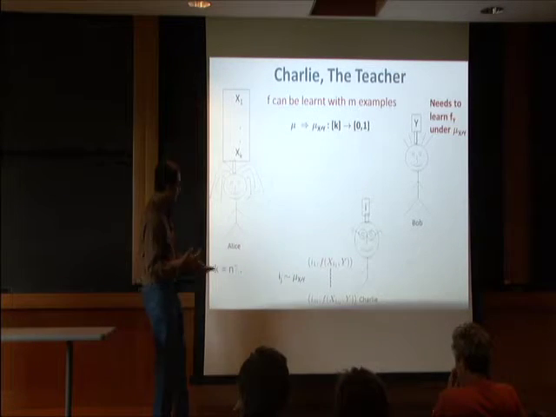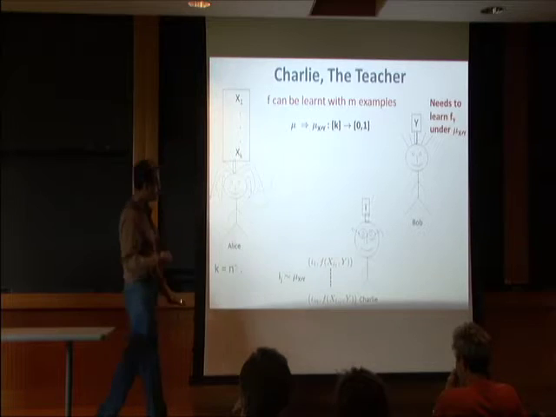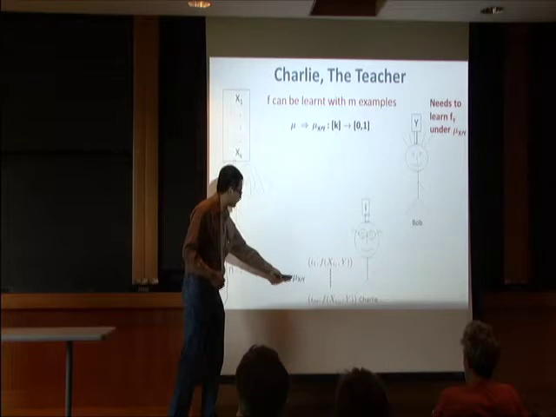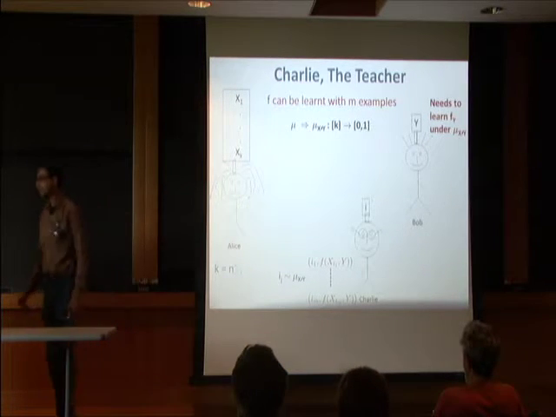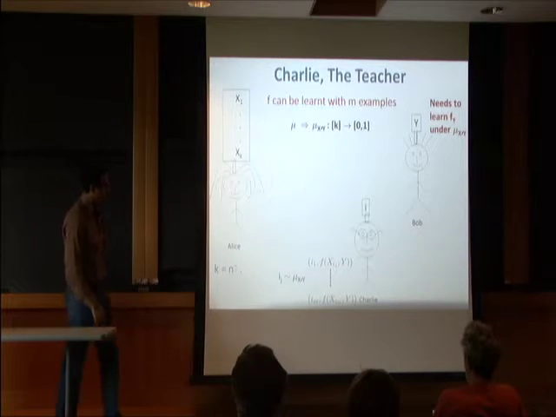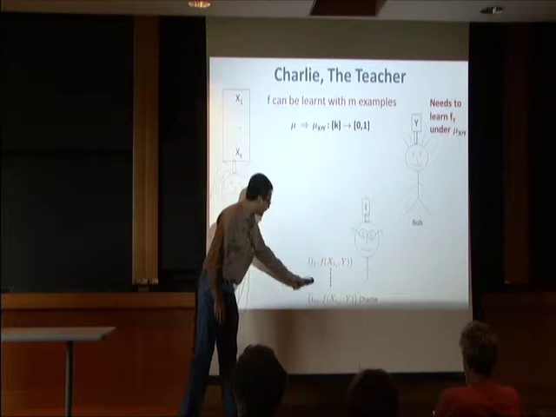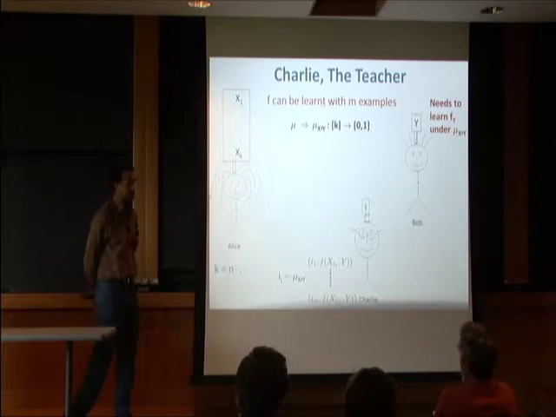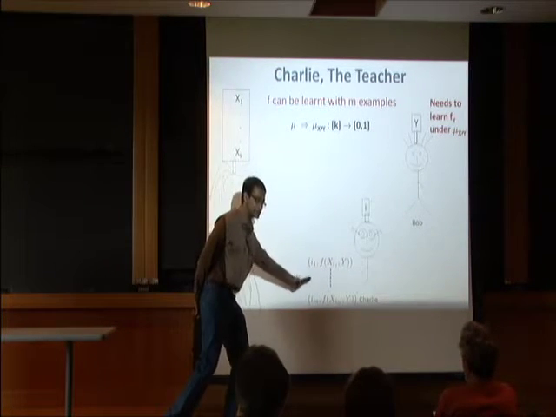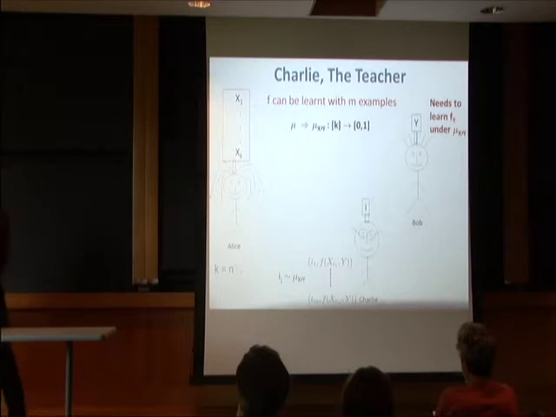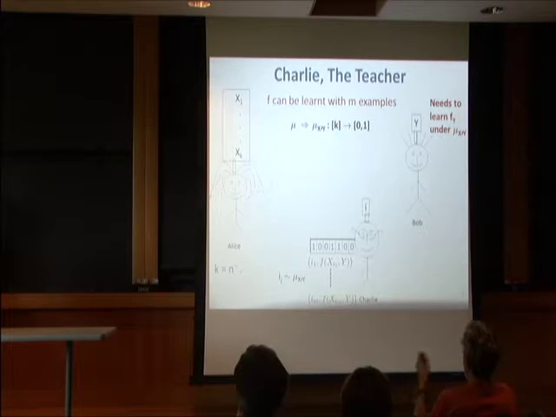What Charlie needs to do is sample indices from 1 through k exactly according to this distribution that he knows, mu x y, independently at random. As in the learning scenario, he needs to sample m of these, and he also gives the corresponding valuations of the unknown function. He does not send the x. No, he just sends these indices, that's right, because Bob will have access to x. So he encodes this in a message, and he sends it over.